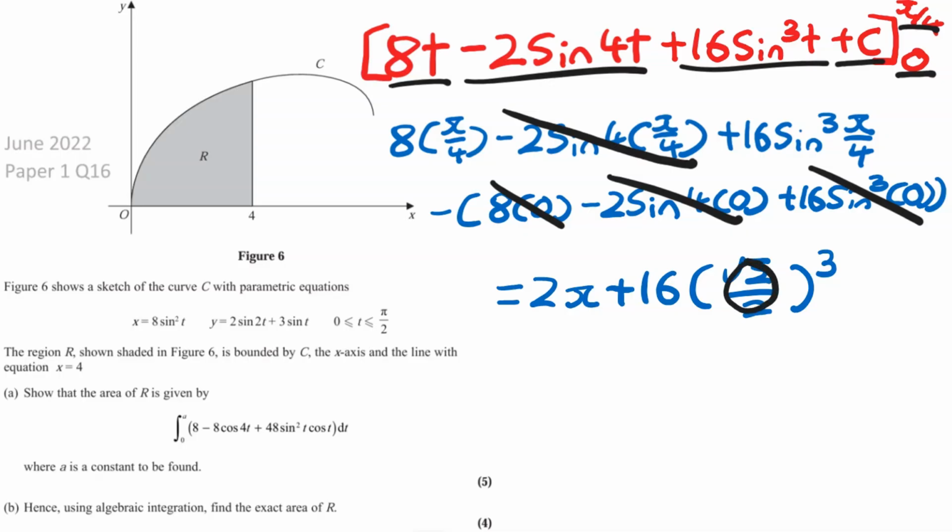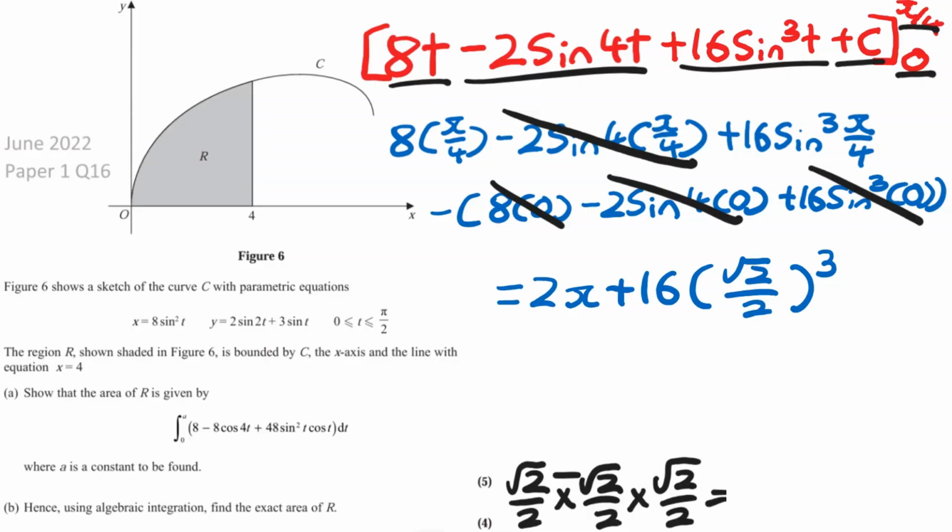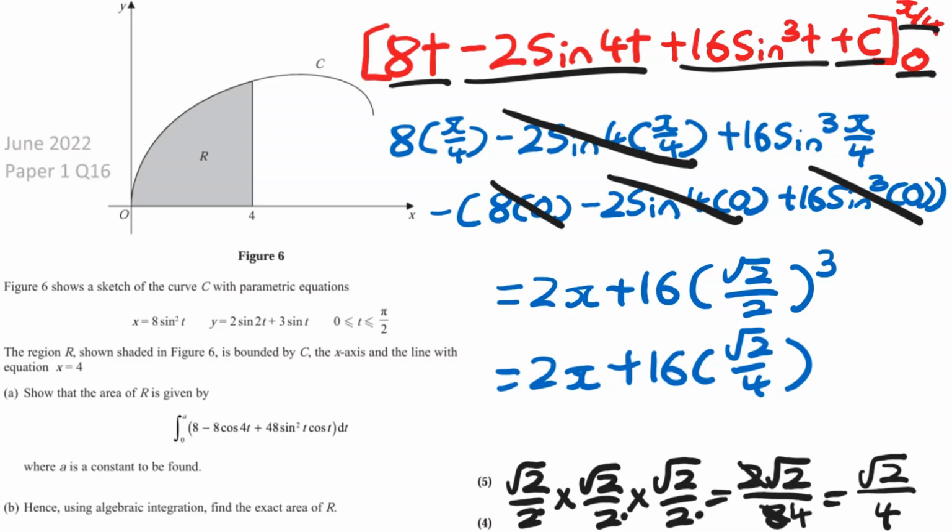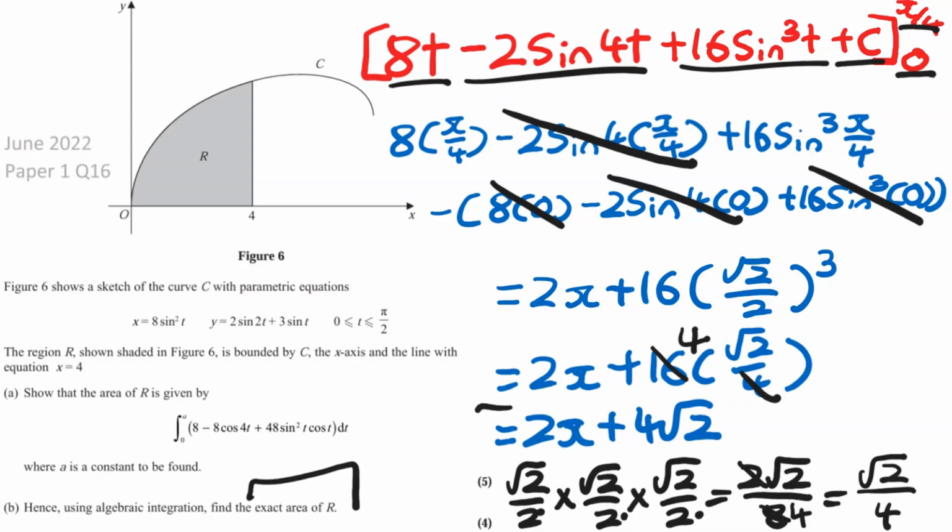Here we have root 2 over 2 to the power of 3, so this is going to be this here. We can simplify this because root 2 times root 2 times root 2 is going to be 2 root 2, and 2 times 2 times 2 in the denominator is going to be 8. Then 2 root 2 over 8, this 2 will cancel out with this 8 here to leave us with root 2 over 4 like this here. And 16 times root 2 over 4 will cancel out this 4 here and leave us with a 4 like this. So the final answer here in its simplified form, the exact area of R is 2 pi plus 4 root 2.